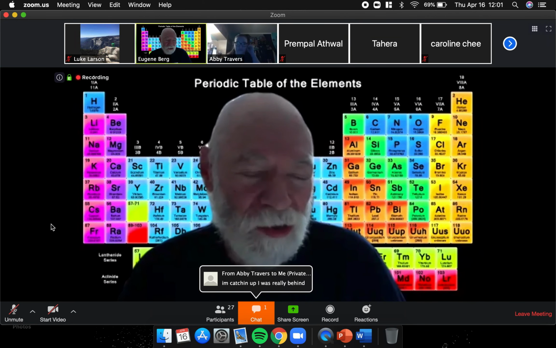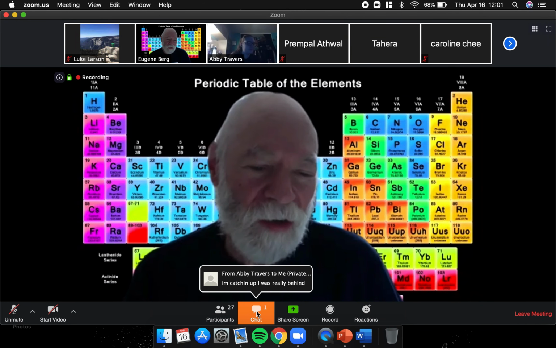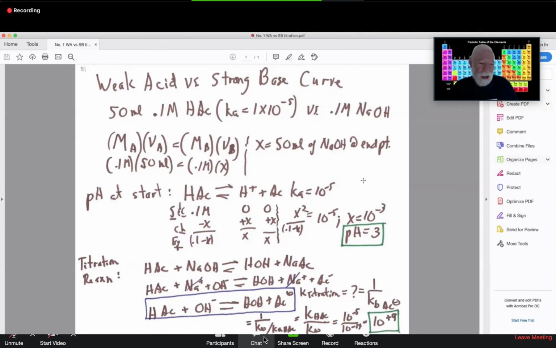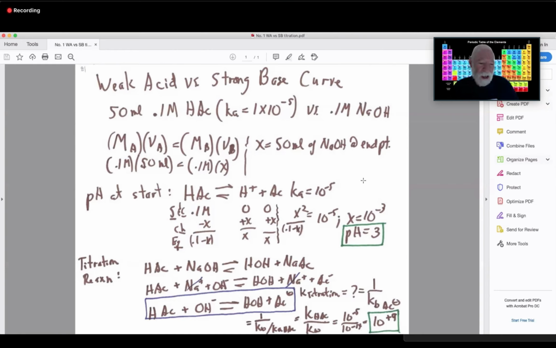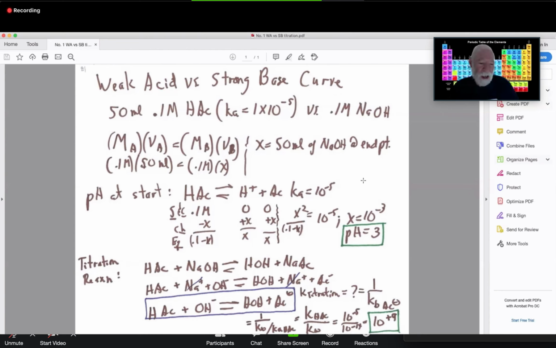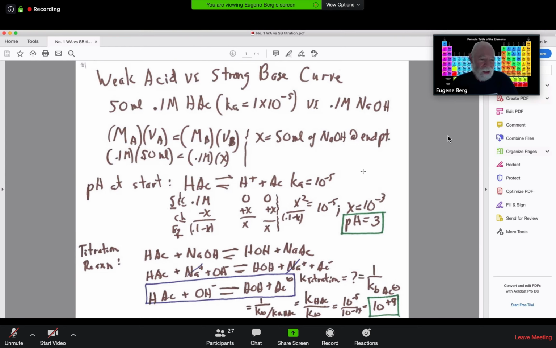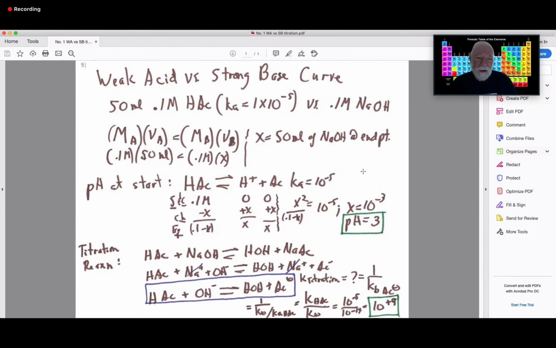Now we're going to look at the stream challenge, which is going to be a weak acid versus a strong base. Okay, so for the weak acid strong base, it's going to be 50 milliliters of the weak acid, acetic acid, 0.1 molar. And notice you're given the Ka for it, 1 times 10 to the minus 5, versus the strong base, 0.1 molar sodium hydroxide. You'll be happy to know that molarity times volume equals molarity times volume works whether it's strong or weak. So if you look at the math of that, if you solve for x, you notice that 50 milliliters of sodium hydroxide will be the endpoint.